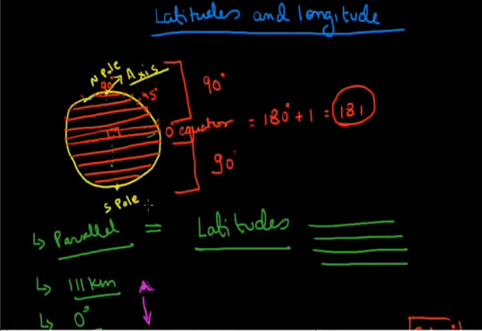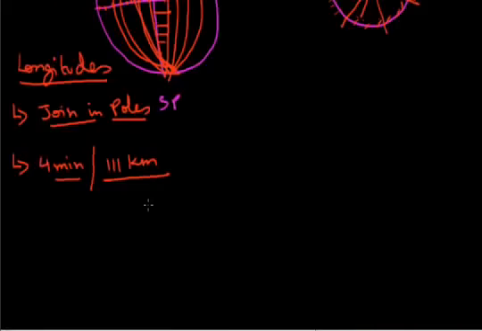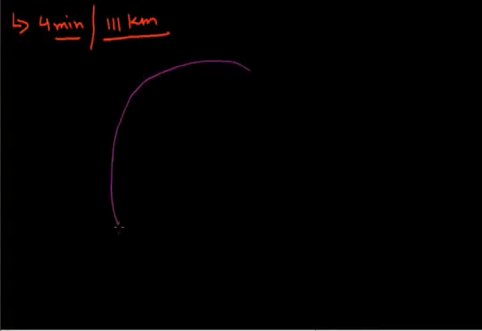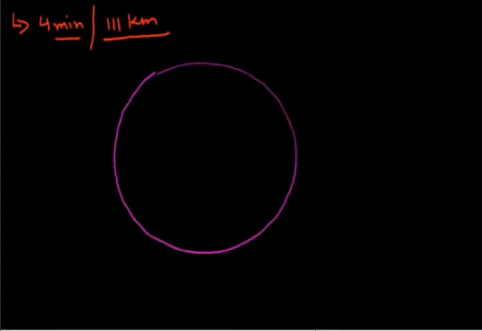These are called latitudes and these are called longitudes. Now again I am making latitudes and longitudes. Let us revise it by making it again and make the whole network of longitudes and latitudes. For example, this is our Earth.